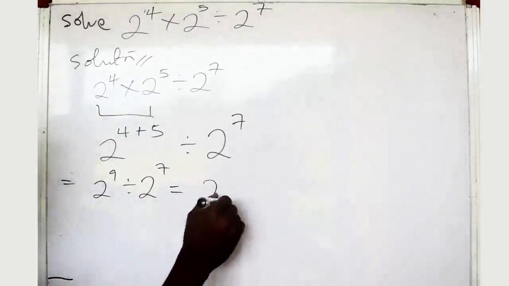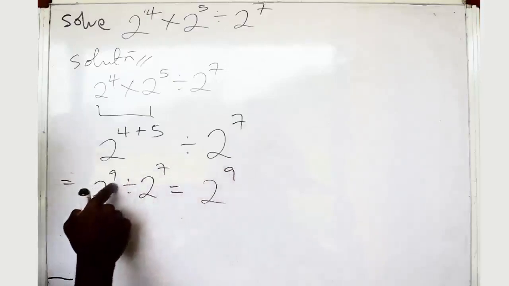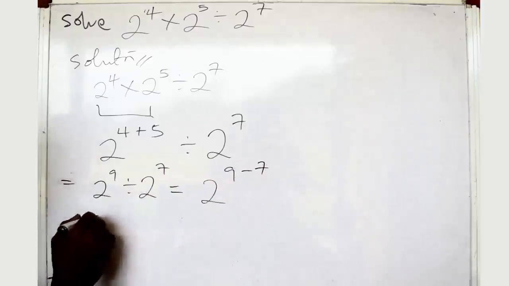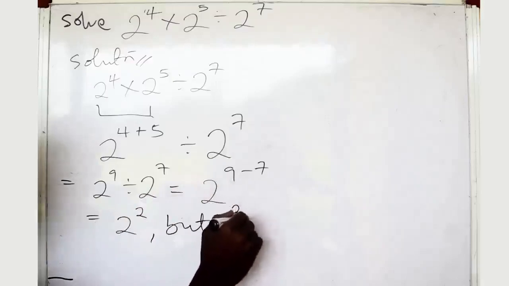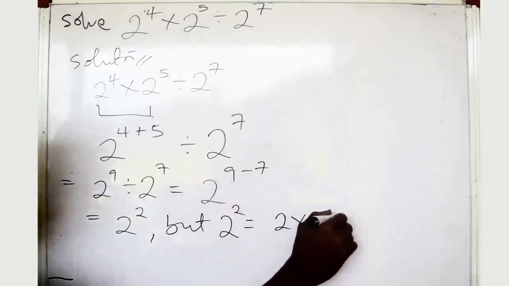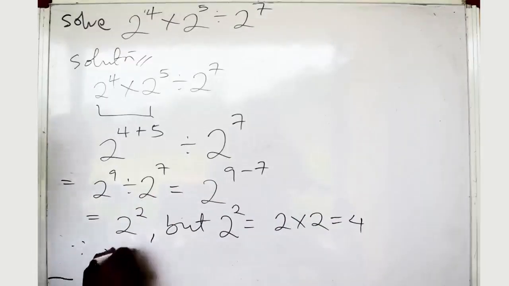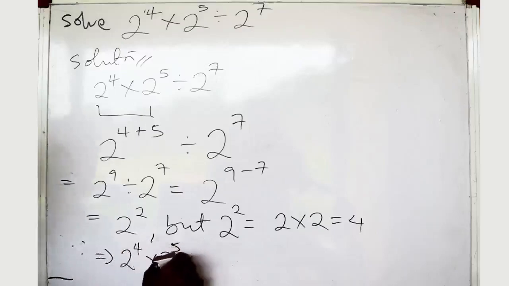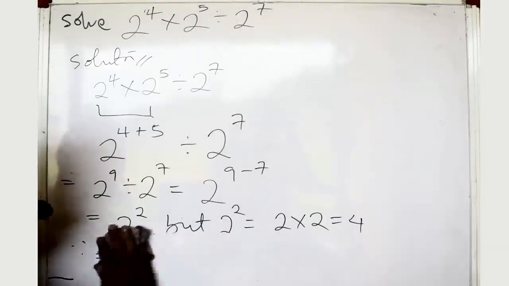See the same base, and we know what division is, which is subtraction. We are subtracting the powers, 9 minus 7. So here we're going to get 2 raised to the power 9 minus 7, which is 2. But you and I know that 2 raised to the power 2 means you should repeat the base twice. 2 times 2 is nothing but 4. So therefore, it implies that 2 raised to the power 4 multiplied by 2 raised to the power 5 divided by 2 raised to the power 7 is nothing but 4. At this juncture, you discover that there is nothing hard with regards to indices.